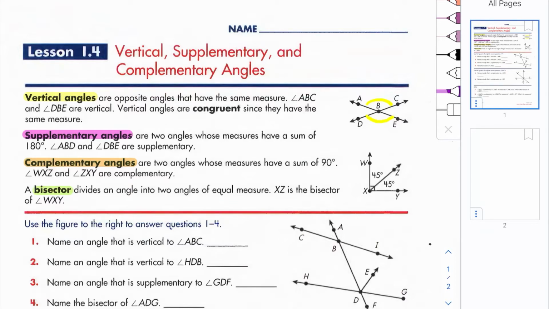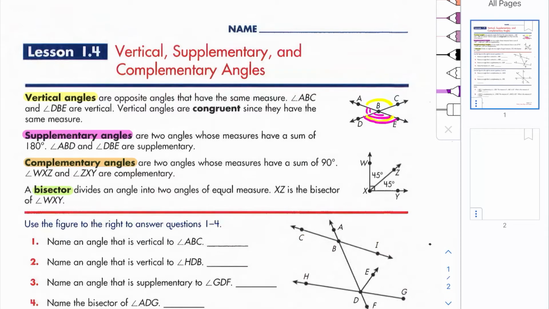Next is supplementary angles. Anytime you have two angles that are supplementary, their measures should add up to 180 degrees. In the example on the right, we have angle ABD and angle DBE. Now these angles are not necessarily congruent, because they're supplementary. Supplementary means that they equal 180. So if you were to add these two pink angles together, they should equal 180.